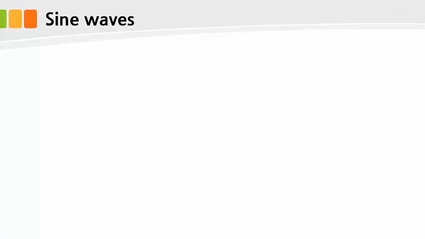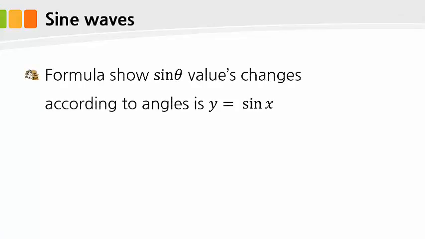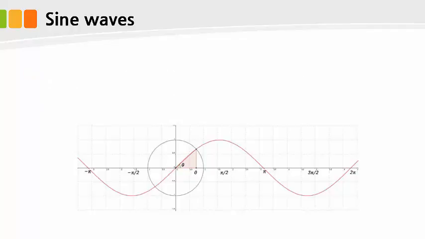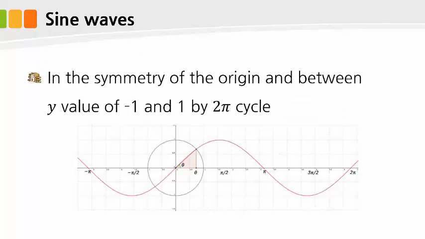A formula to show how the sine theta values change according to angles is y equals sine x. The graph is drawn with curves symmetric about the origin, with y values between -1 and 1, in a 2 pi cycle. We call this function graph a sine wave.